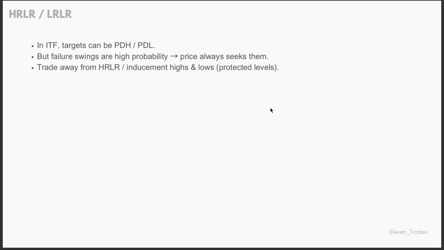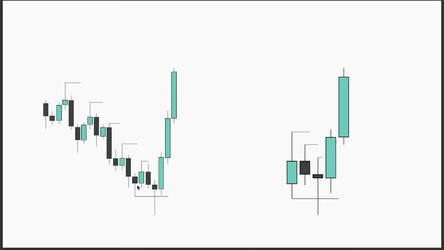Now, high resistance liquidity run and low resistance liquidity run. On the intermediate time frame, you can use the previous day highs and previous day lows as your target. Failure swing also can be used. We are trading away from the high resistance liquidity run, which is a stop run, an inducement, and then we are trading towards the low resistance liquidity run. For example, this is an hourly chart. We have the session high stacked up and we are cutting through them. These are the low resistance liquidity run and failure swing.